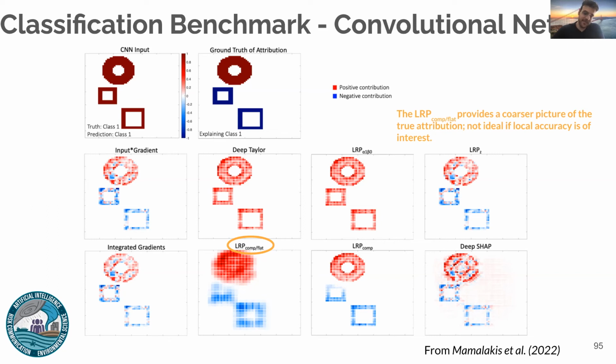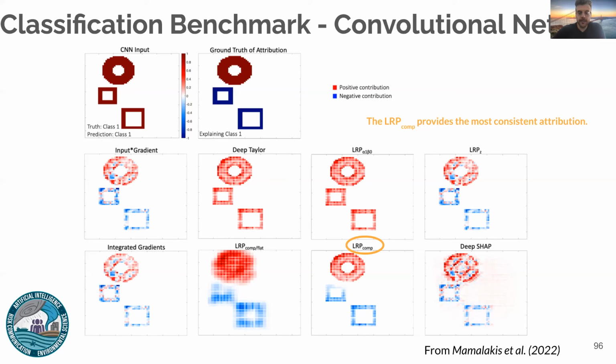And the last method in the next slide, LRP composite. This is the same as LRP composite flat, but it doesn't apply any flat rule in the network. This is the most consistent one in this application. It seems that it provides the most consistent attribution to what we expect it to be.